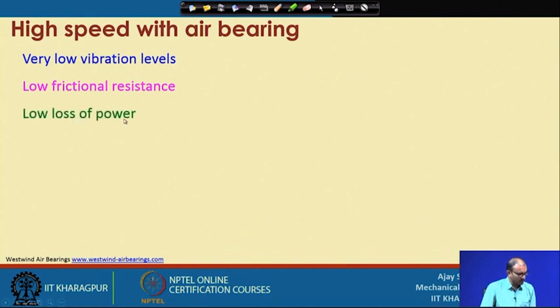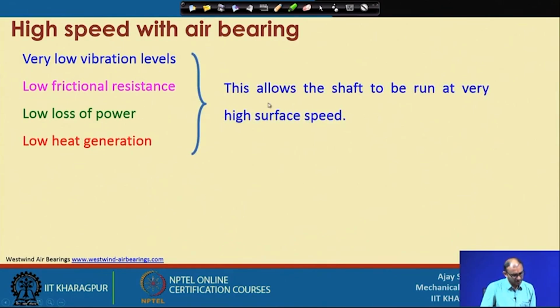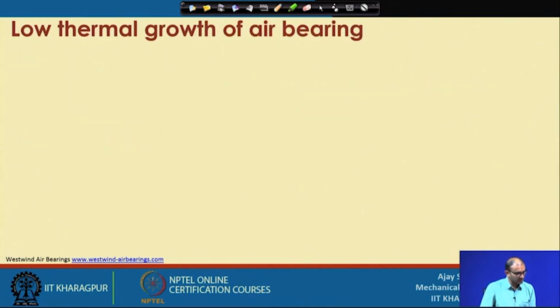Low loss of power, because when you are rotating and there is friction and wear, you have to apply more and more power to overcome these, but that is not the issue here, and there is very low heat generation. These are some of the advantages, and because of that you can allow the shaft to run at a very high surface speed. High surface speed means, as we just took an example, the cutting speed. So, these are the advantages.